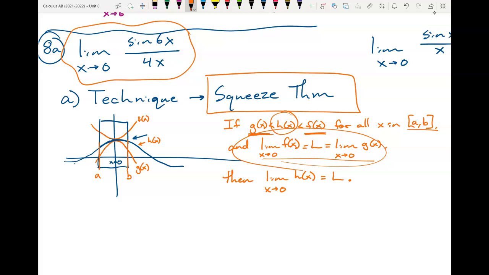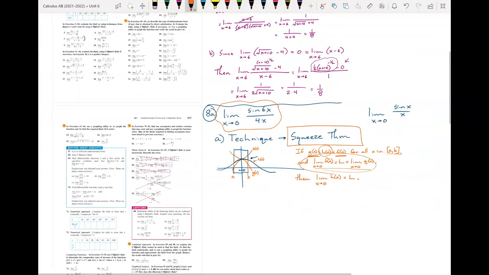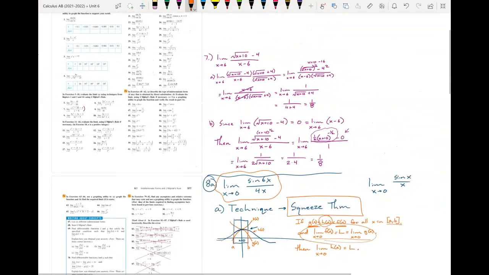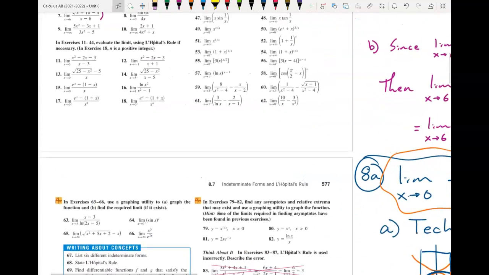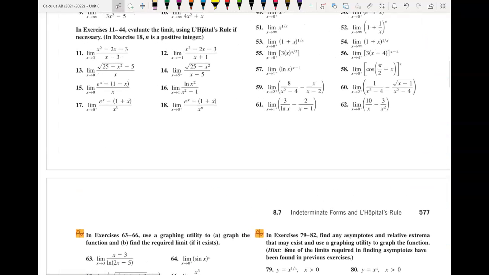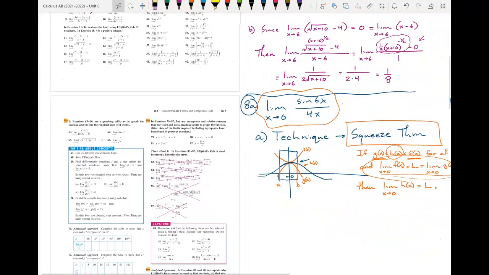Okay. All right, so let's go ahead and look at 15 then. Oh, I don't need to do that. I need to do this. 15. All right, so there is 15. Evaluate the limit using L'Hopital's rule if necessary. Yes. All right, so this one can use L'Hopital's rule because it is an indeterminate form. So let's go ahead and do 15.